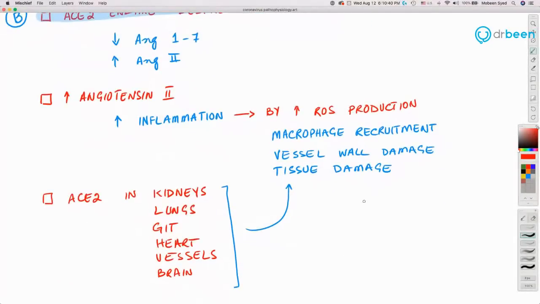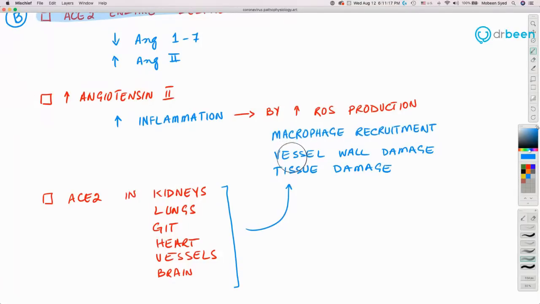Now, we just talked about it. When we have more angiotensin 2, then we will have more inflammation. And why do we have more inflammation? Why is angiotensin 2 pro-inflammatory? Because angiotensin 2 helps the cells produce reactive oxygen species. Reactive oxygen species, we know, are pro-inflammatory. How? Number one, they cause cell membrane damage. Number two, they cause macrophage recruitment. So they cause the immune system cells to come over.